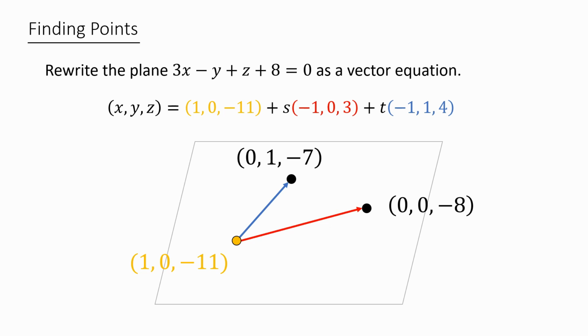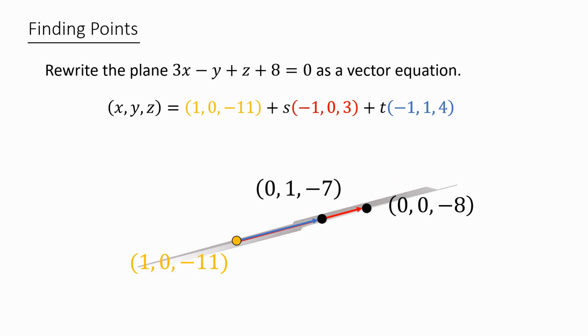Now we aren't quite done yet. We still have to check if our direction vectors are collinear. If they are collinear, then we aren't spanning a plane. We'd just be spanning a line. So we have to make sure our two direction vectors aren't collinear.